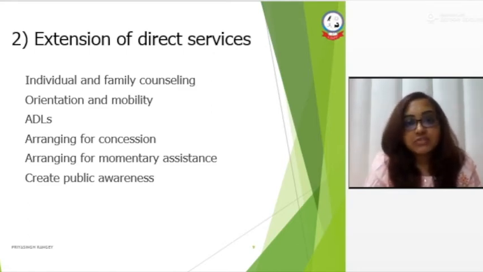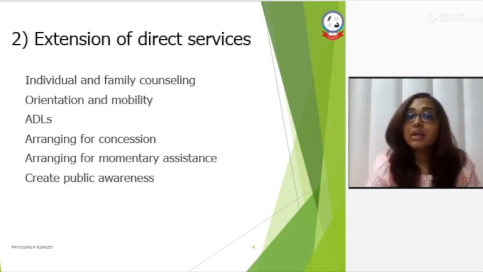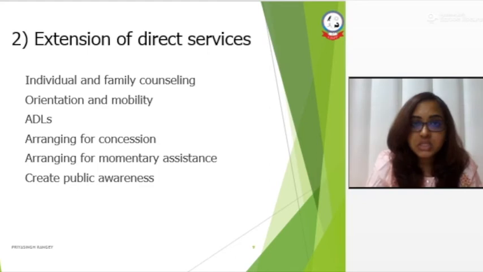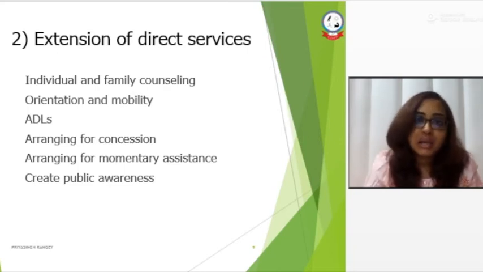We can arrange for momentary assistance. Many a times it may happen that the patient may not require a long-term care or a long-term assistance, and the assistance is only required for a short-term period. In that scenario, we can arrange for any kind of help or any kind of caregivers for the patient. We can create public awareness among the community about all the different diseases, the pathologies, the disability, what are the different problems of the disabled persons, and how the community can help the persons with disabilities.